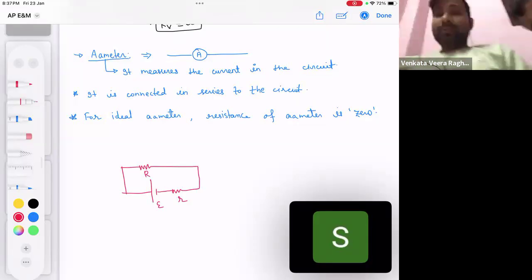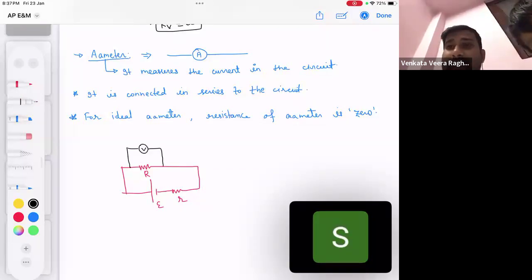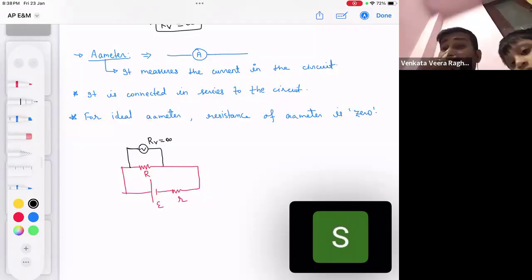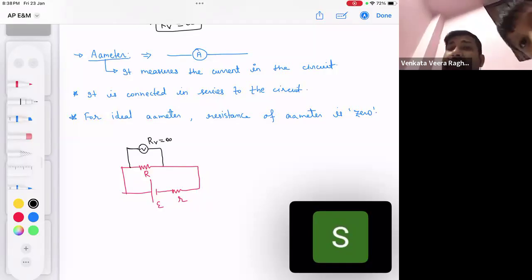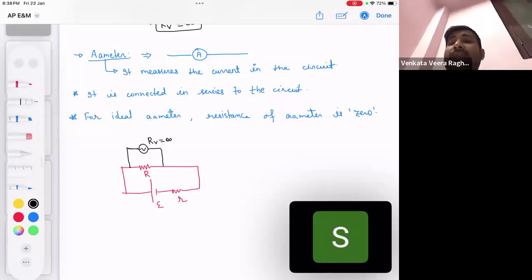Now what I want to do, I want to measure the potential difference across this resistor. So I will connect a voltmeter in parallel to that. For an ideal voltmeter, what is its resistance? Infinity. So this voltmeter is not going to affect the resistance of the circuit, and the voltmeter will not draw any current. The circuit current is not going to be affected by the voltmeter. Why? Because the voltmeter has very high resistance, or infinite resistance.